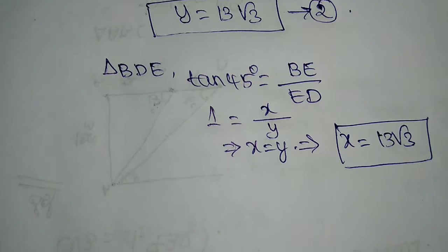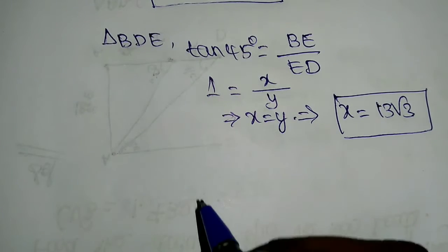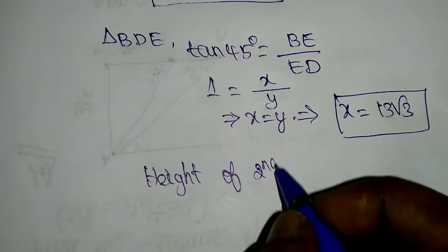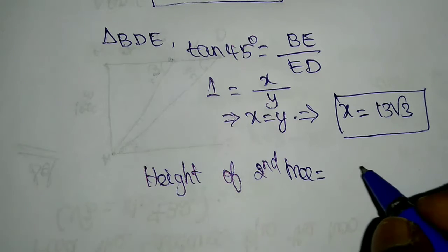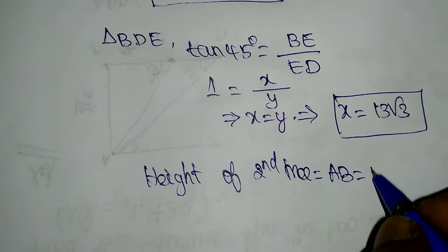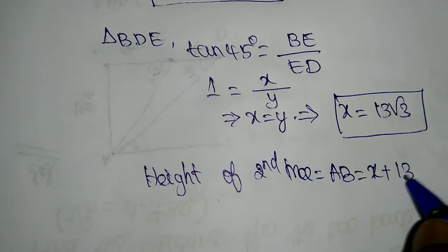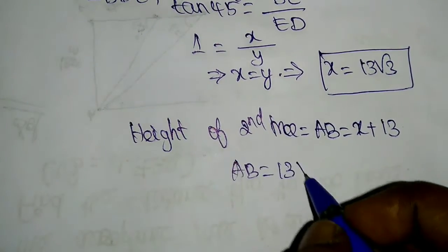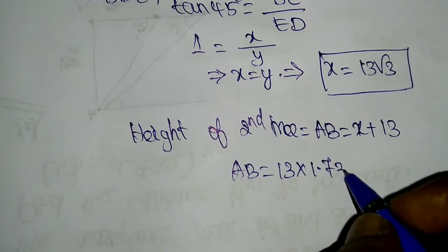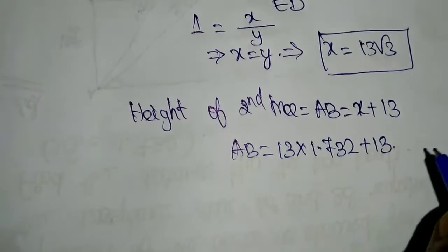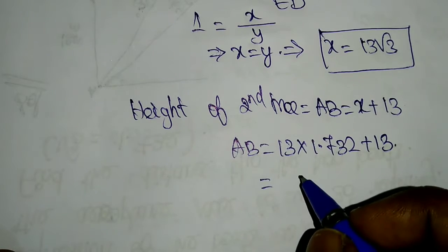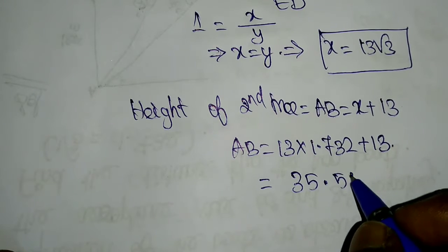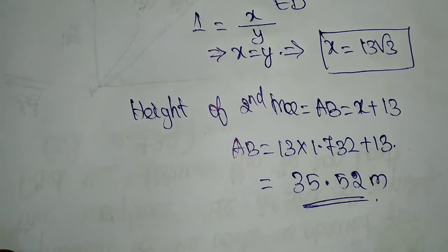Okay. So now we have to find the height of second tree. The height of second tree is equal to AB. So AB is equal to X plus 13. So X is 13 into root 3. So AB is equal to 13 into root 3, value is 1.732, plus 13. So here we get 35.52 meter.